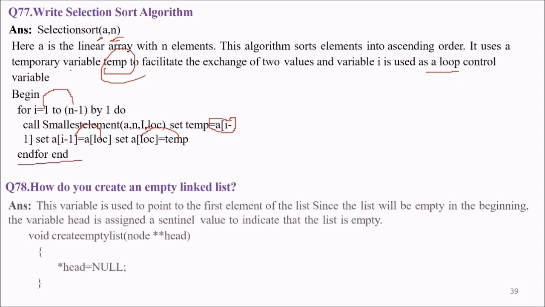How do you create an empty linked list? This is how we create an empty linked list. This variable head is used to point to the first element of the list. Since the list will be empty in the beginning, the variable head is assigned a sentinel value to indicate that the list is empty. So we create an empty list with node pointer head. That head will have a null value.